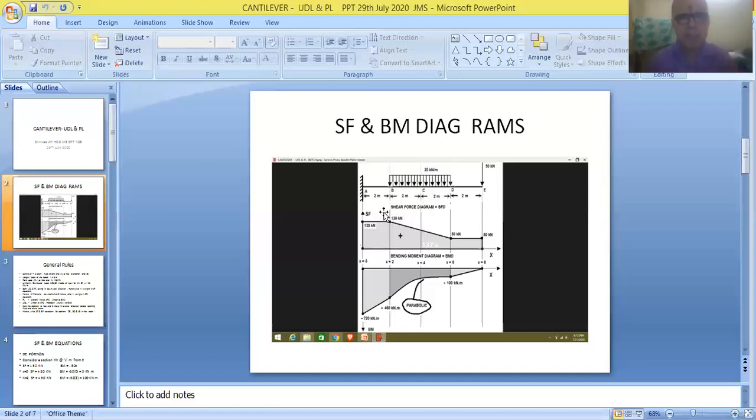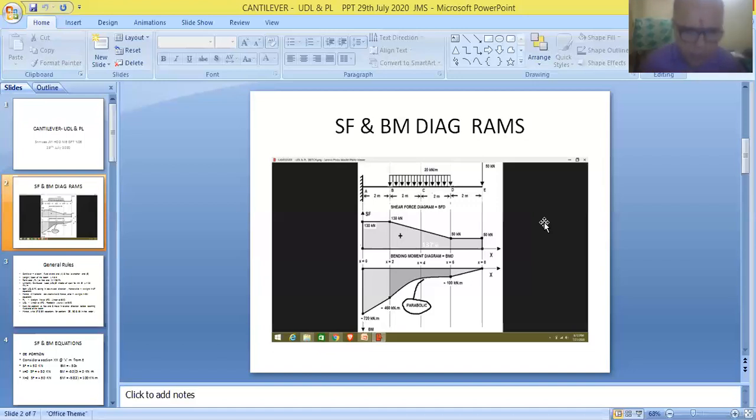So friends, AB is given as 2 meters, BC is also 2 meters, and CD is 2 meters. That means the UDL totally acts for a distance of 4 meters, BD, which is given as 4 meters. And the distance DE is given as 2 meters. So totally, the length of the beam is 8 meters, as shown in the figure.